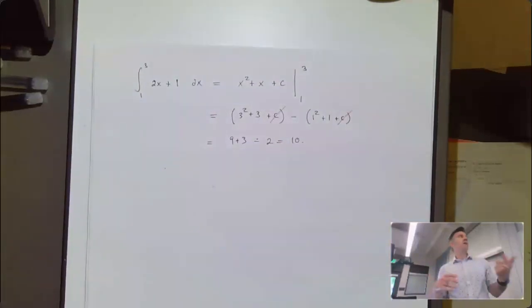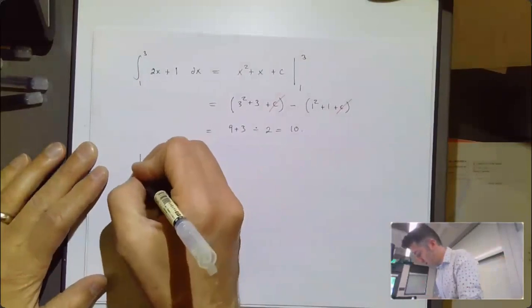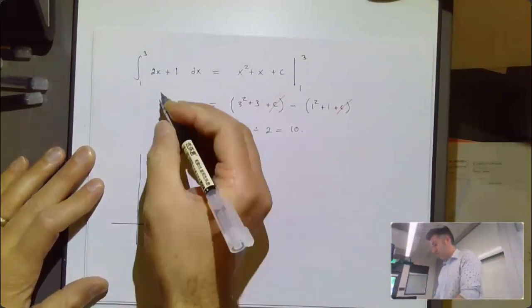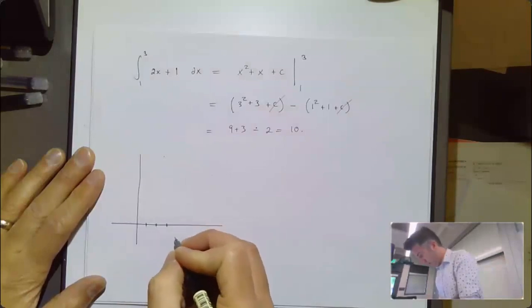Now, the reason why I picked a very basic example here, where the function's just linear, is because we can actually see that this area is what it is without doing a definite integral. If I actually draw this function y equals 2x plus 1, I can do a decent enough job of drawing that.